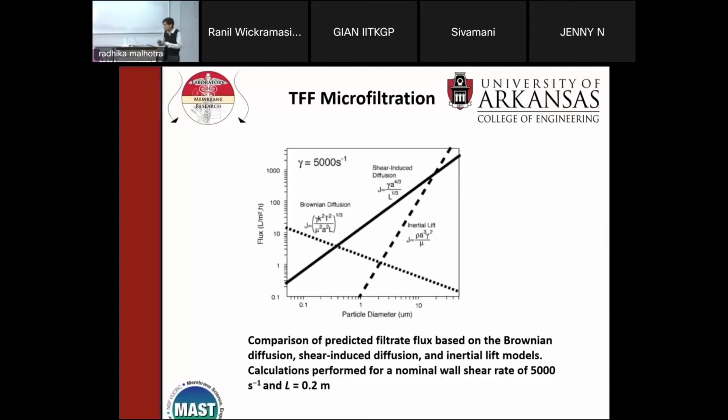This is a comparison of predicted filtrate flux based on Brownian diffusion, shear diffusion, and inertial lift forces. These calculations were done at a nominal wall shear of 5,000 reciprocal seconds and a length of 20 centimeters for the module.